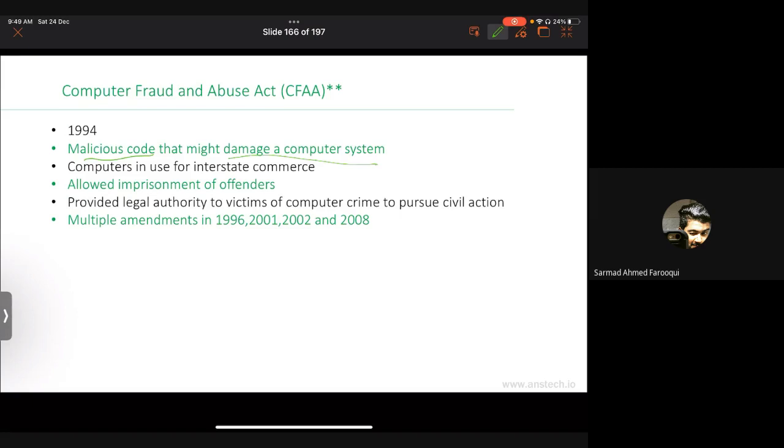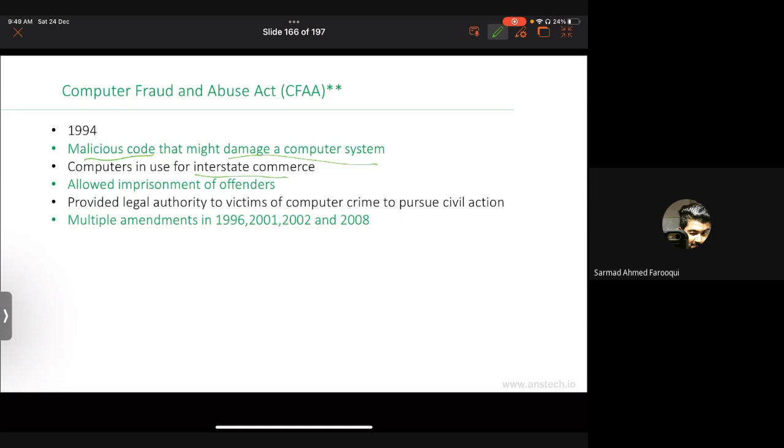Even computers which are used for interstate commerce. As you know, we in India have states, and the US also has states, and their states have much bigger governance. States themselves are almost at par with countries, and each state has its own laws. Since states have their own laws, anything which is involved in interstate commerce, this law is applicable to that. It gives imprisonment.